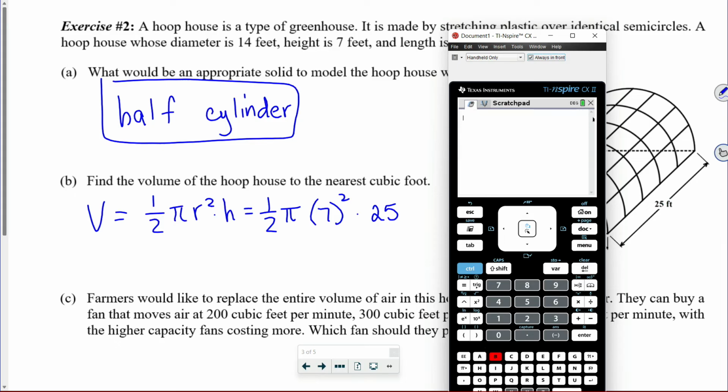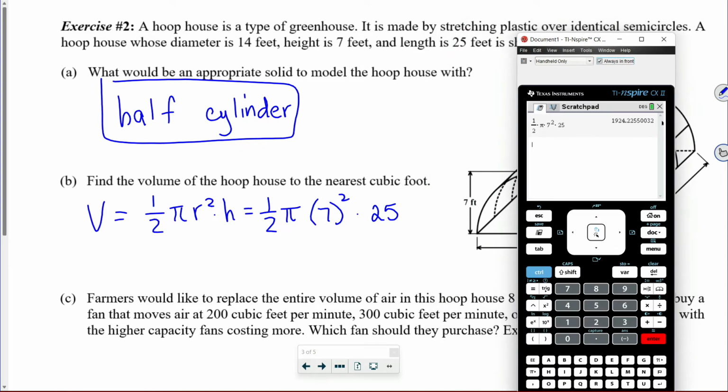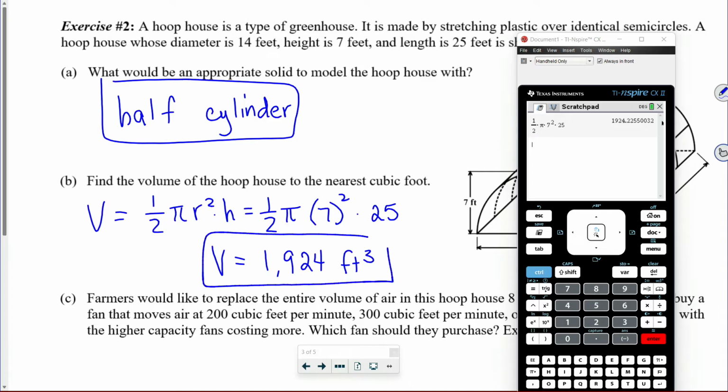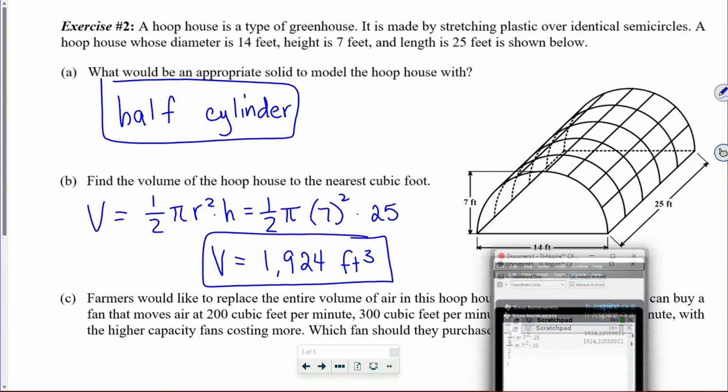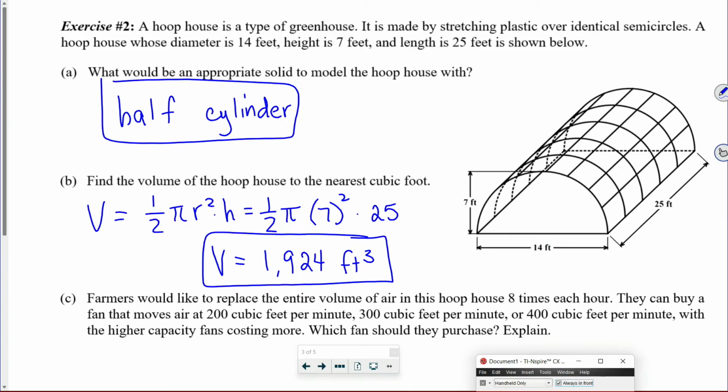All right, now it's just about cranking this into our calculator as usual. We need to throw that 1/2 in there because it's only half of a cylinder. 1/2 times pi times 7 squared times 25. And that will give us, to the nearest cubic foot, a volume of 1,924 cubic feet. All right, 1,924 cubic feet.